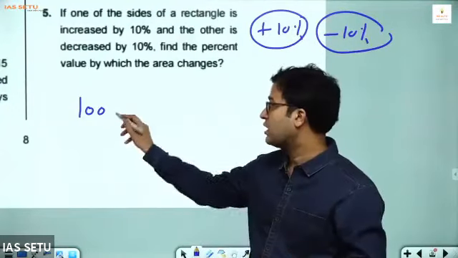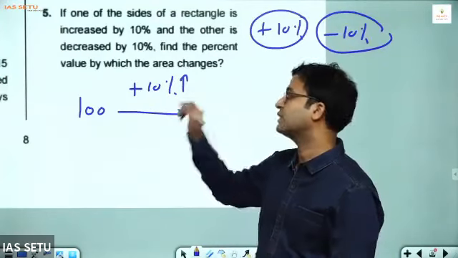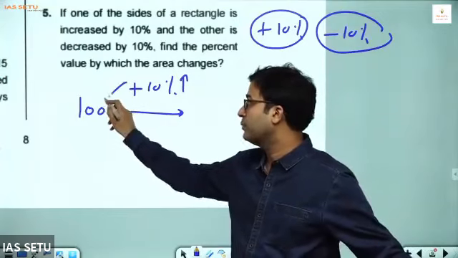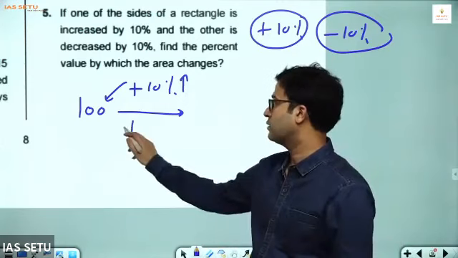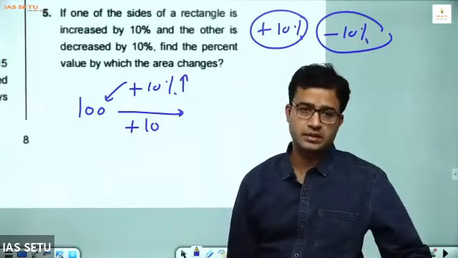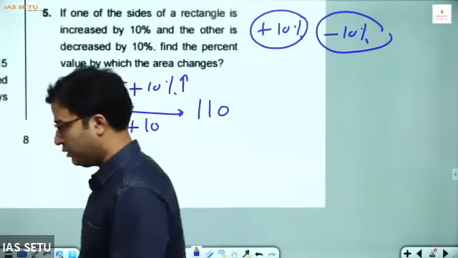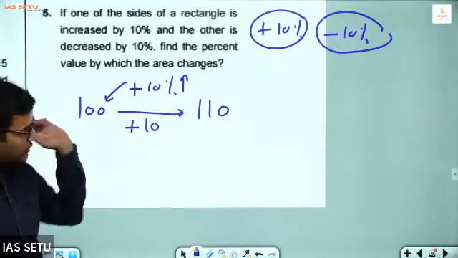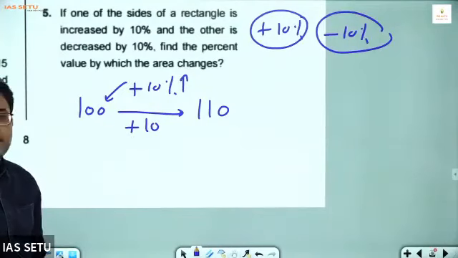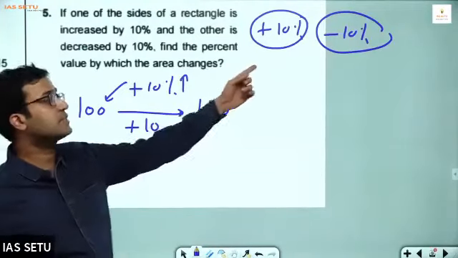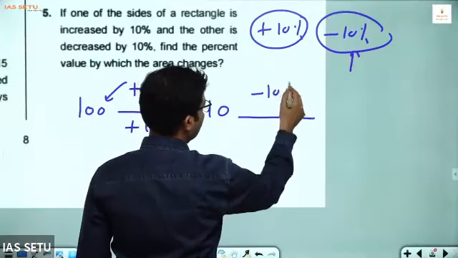Step number 1, start with 100 PCC, put first effect, which is 10% increase. This effect will be over 100. What is 10% of 100? 10. But it is a positive value, plus 10. So here 100 plus 10 becomes 110. I repeat, ठीक है जी, 100 से start करना है, पहला effect है 10% increase over 100, so value becomes 110. Next is step number 2, second effect is 10% decrease.